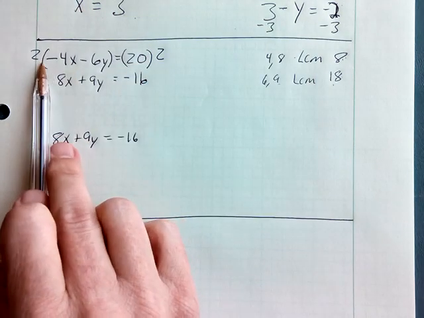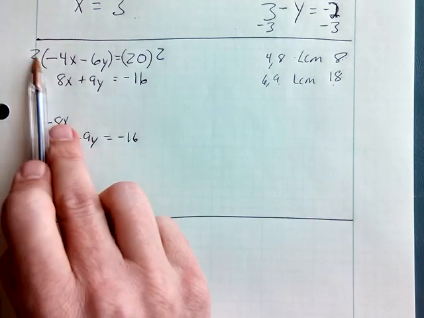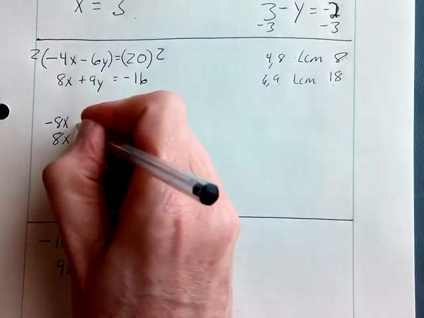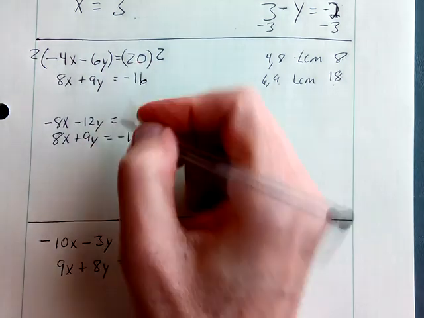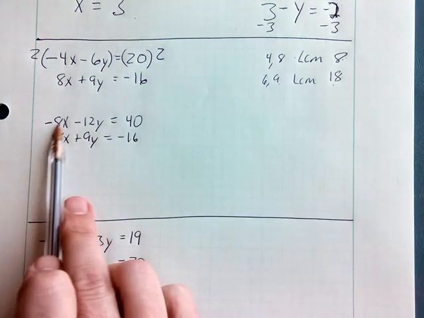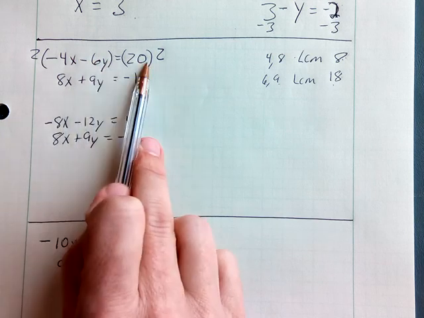So I'm going to go 2 times the negative 4x. That gives me a negative 8x. 2 times the negative 6y. That's going to give me a negative 12y. Equals 2 times the 20, which is going to give me a 40. So this new top equation really is the same as this equation. It's just everything's been doubled.